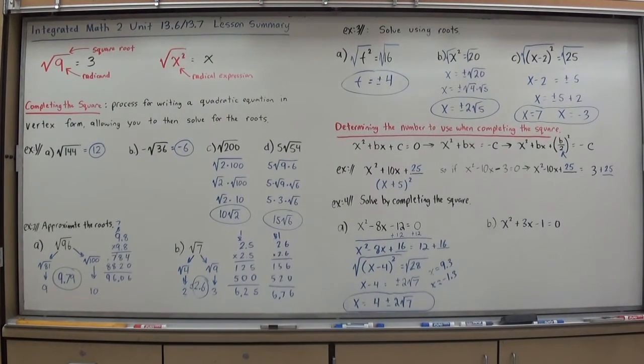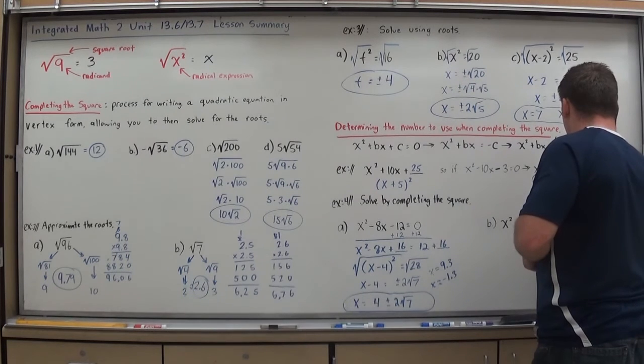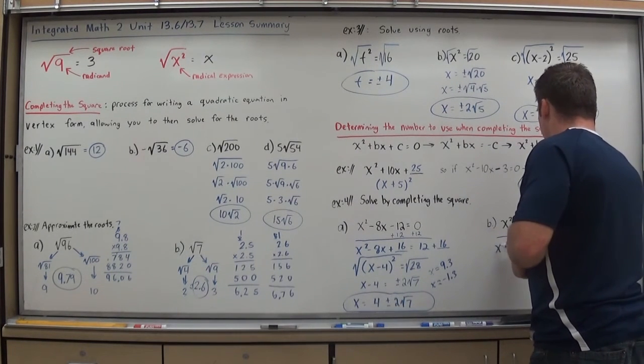Okay? Let's look at B now. Same type of process. It's going to be a little bit trickier though. Again, I can't factor that. Only thing that multiplies to 1 is 1 and 1, and 1 and 1 won't add to 3 or subtract to 3. So my first step again, add that 1 over to both sides to isolate it.